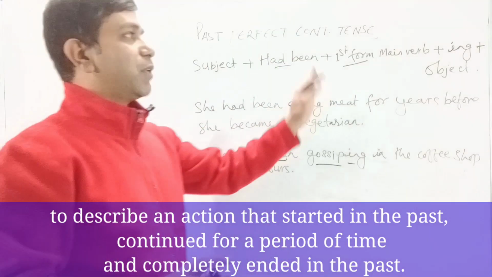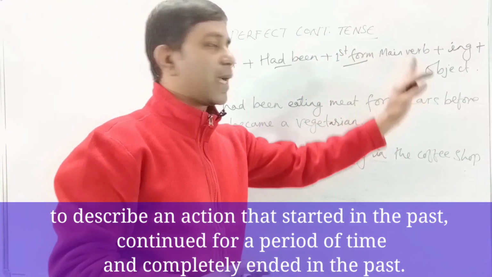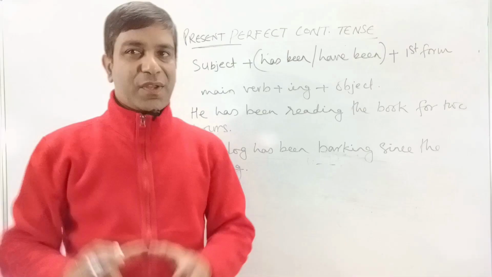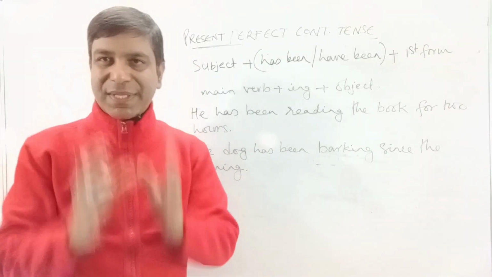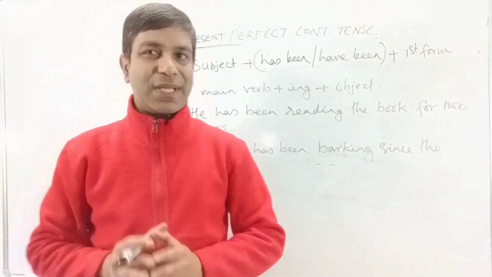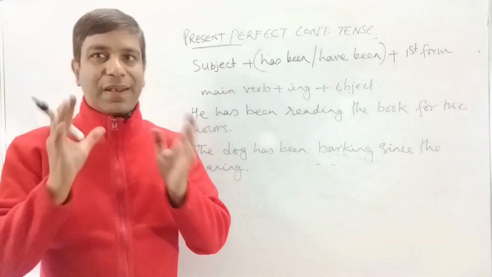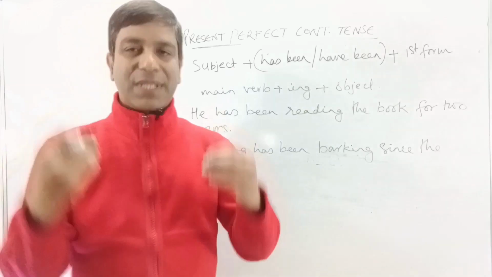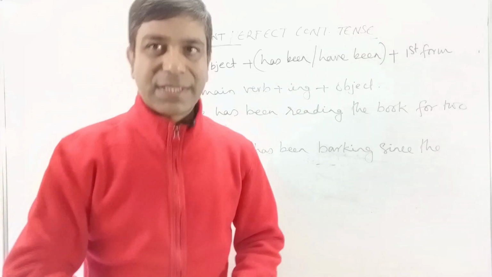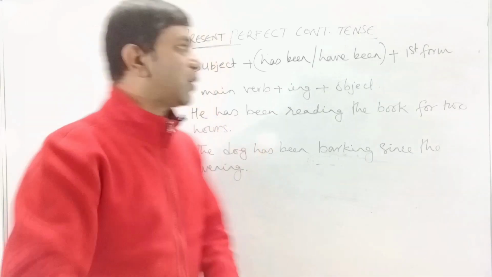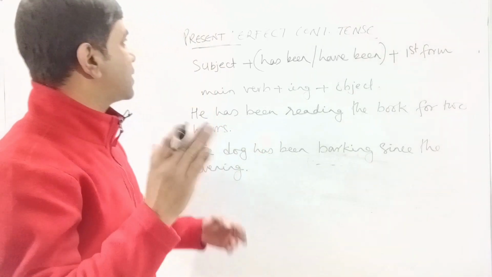Subject plus had been plus first form main verb plus ing plus object. I hope the idea is clear to you. Okay, now let us talk about present perfect continuous tense. What is present perfect continuous tense and when and how is it used? Let us understand. Before we go into that, let us look at the structure of present perfect continuous tense.